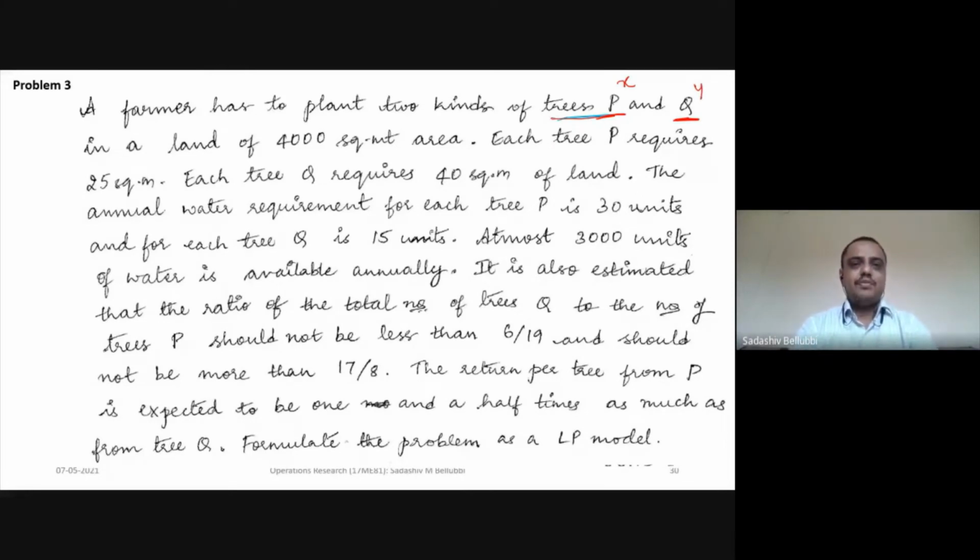In a land of 4,000 square meter area. Okay, the first constraint is given here. So 4,000 square meter of area. It means that they have only 4,000 square meter of area. So if you consider the land area, it should not exceed 4,000 square meter. Okay, each tree P requires 25 square meter, and each tree Q requires 40 square meter of land.